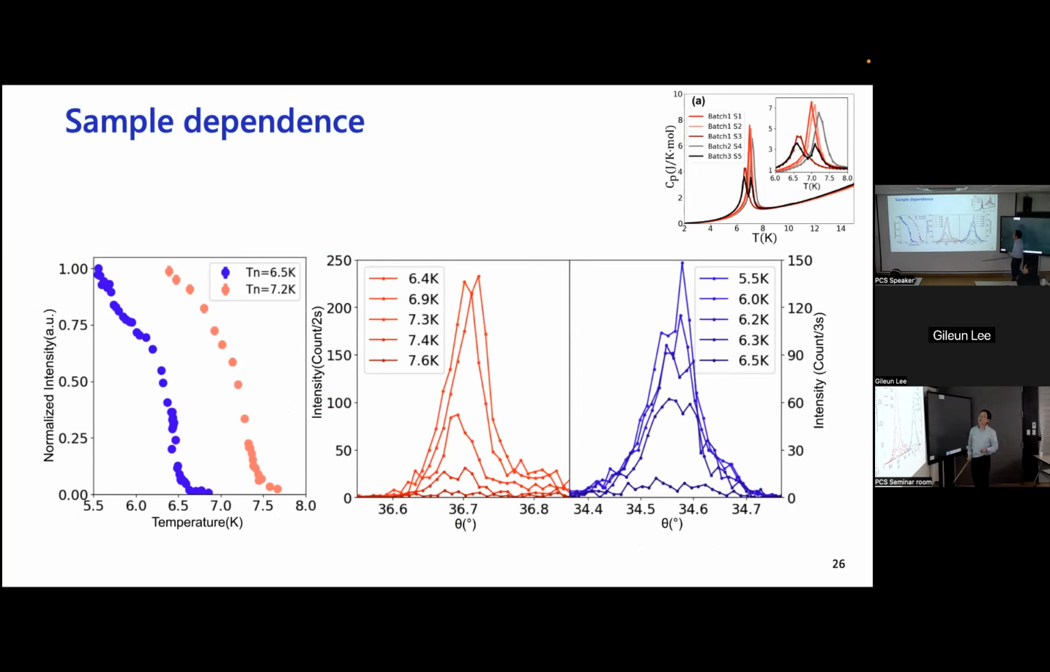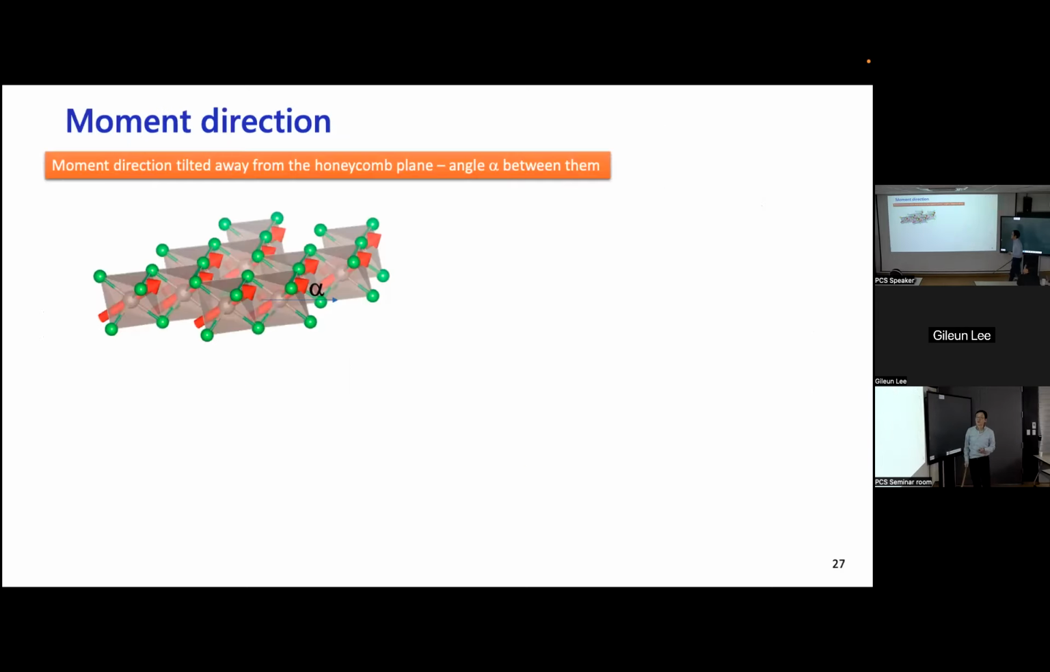So the sample dependence, we could see, as I told you, that there's a small difference between these two samples. So one is 7.2 and the other one is 6.5. And the difference is very clear in this order parameter measurement because it is not just thermometry or anything weird. So one sample clearly shows a magnetic order parameter going down at 6.5, another sample showing a 7.2 transition.